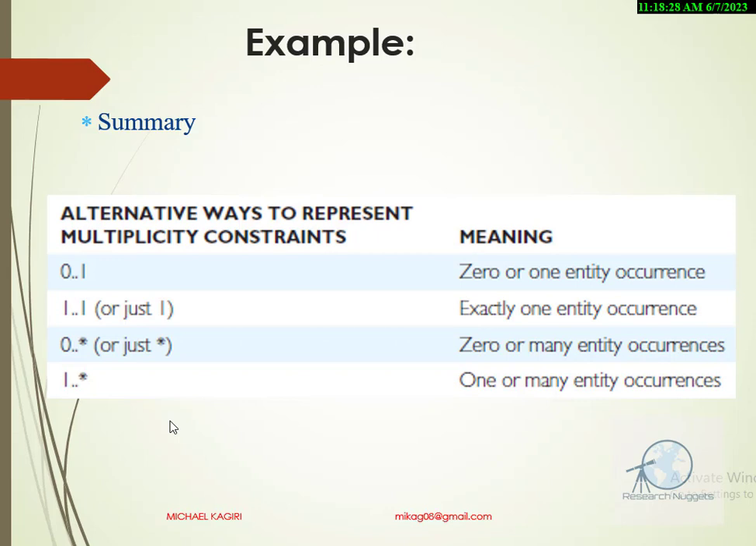We have explored the three mapping cardinalities, the one-to-one, the one-to-many, and many-to-many, as well as the extent of their multiplicity. I hope this particular video has helped clarify these concepts for you.